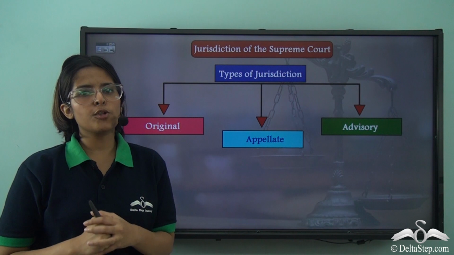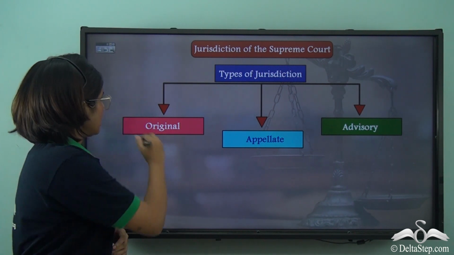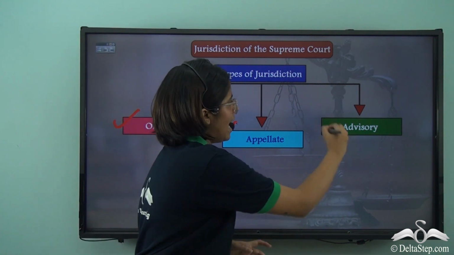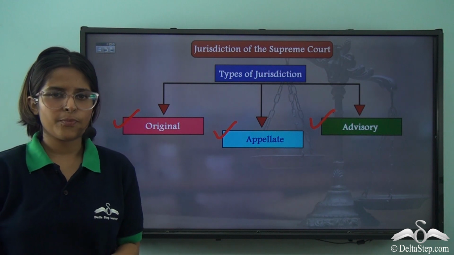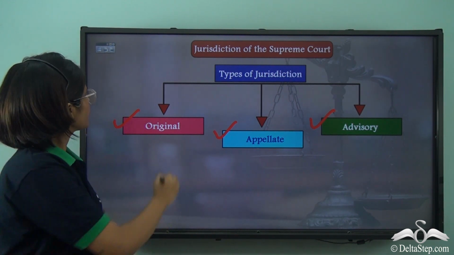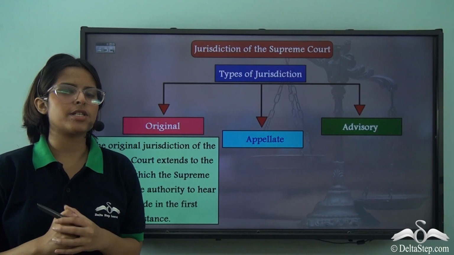So the Supreme Court of India has three main types of jurisdiction. It has original jurisdiction, appellate jurisdiction, and advisory jurisdiction. Let us talk about each of these jurisdictions individually. Firstly, the Supreme Court has original jurisdiction.